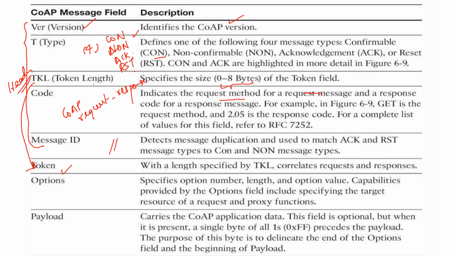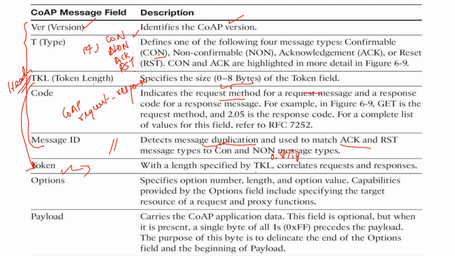Now the next field is your message ID. It detects if there is any replication or duplication, and it is used to match the acknowledgement and reset message types to confirmable and non-confirmable message types. Mainly it detects the redundancy or message duplication. The next field is your token field, with a length specified by the token length, that is 0 to 8 bytes, that correlates the requests and responses.